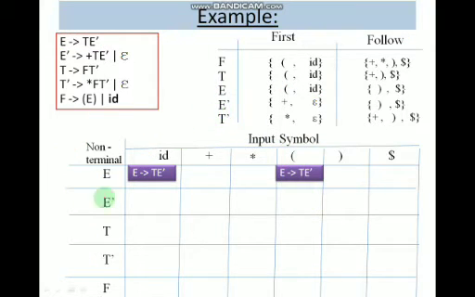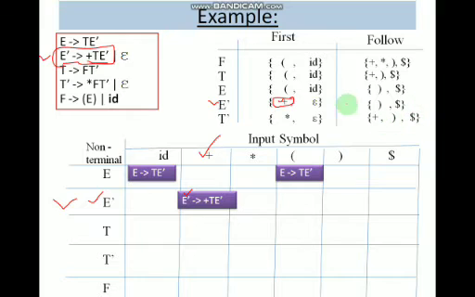Now we will try to make more entries. We will make an entry for the row E dash. This is E dash, and this is the column corresponding to plus. So at this location we need to fill an entry. What entry will we fill? This one, E dash producing plus T E dash, because first of E dash equals first of this term, and it contains the plus sign. That's why.